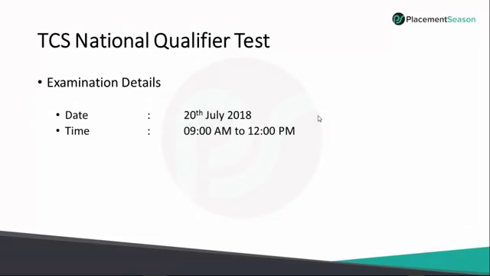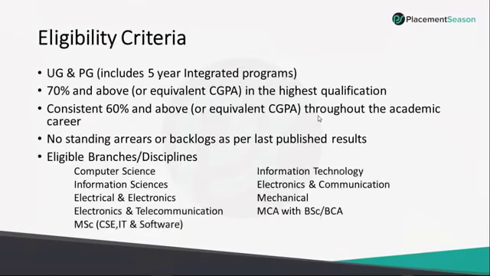So what is the eligibility for this national qualifier test? I think you know about the eligibility. You have visited the TCS website, and it should be UG or PG, which includes 5-year integrated programs. You should have 70% and above in your degree, and you should have 60% from 10th, 12th, or diploma. And you should not have any standing arrears or backlogs. The eligible departments are computer science, information technology, information sciences, electronics and communication, electrical and electronics, electronics and telecommunication. All the circuit branches are involved. Mechanical is also involved. So these are the eligibility criteria for the TCS National Qualifier Test.